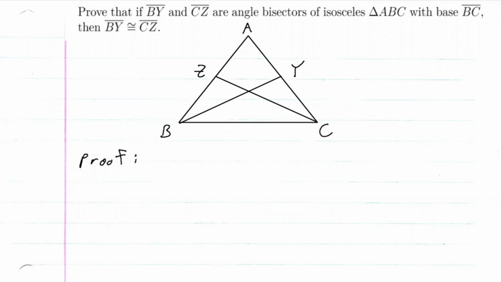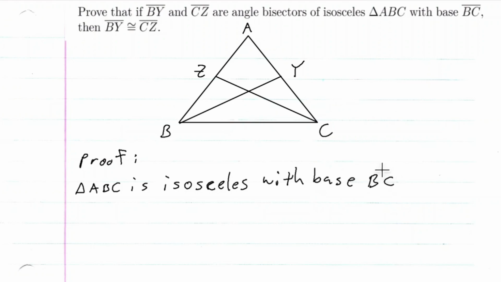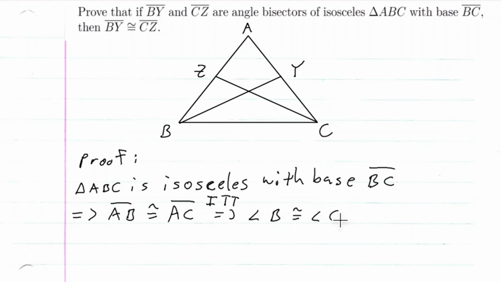So we know that triangle ABC is isosceles, right? With base BC. This implies that AB is congruent to AC. And if we have AB congruent to AC, this implies by the isosceles triangle theorem that angle B is congruent to angle C, right?